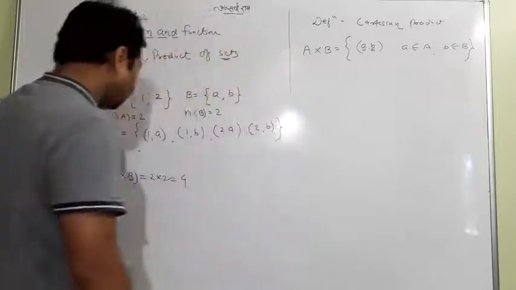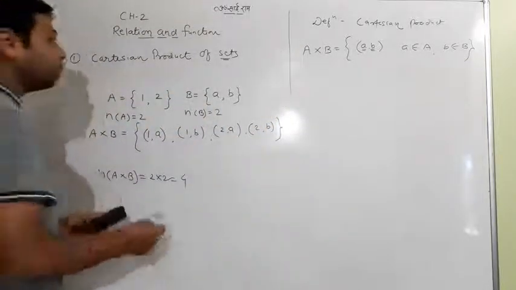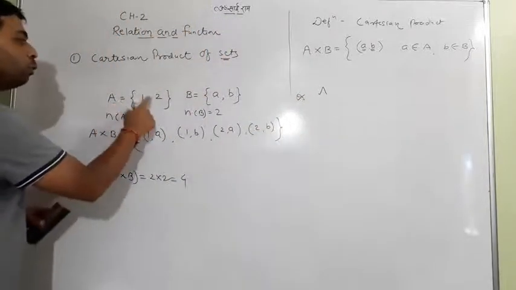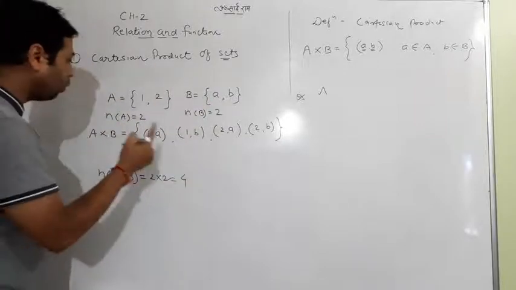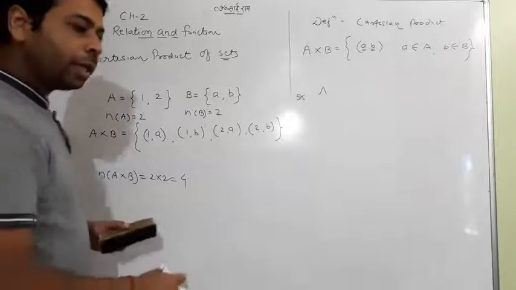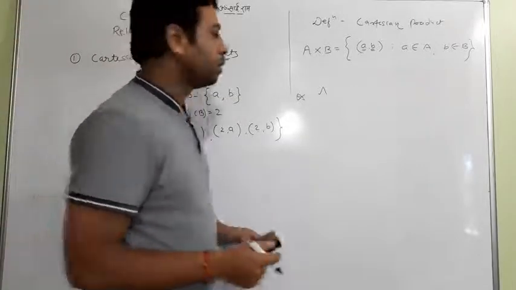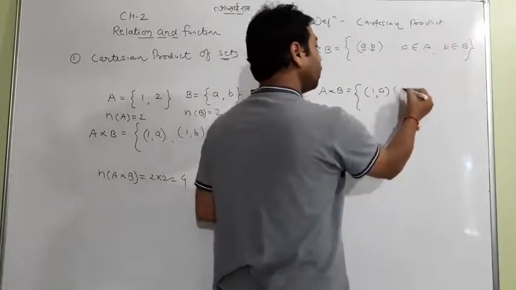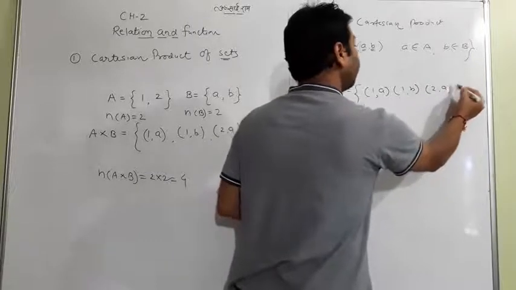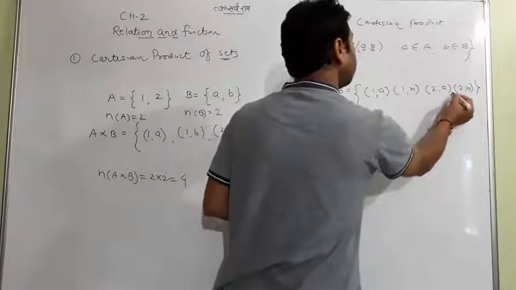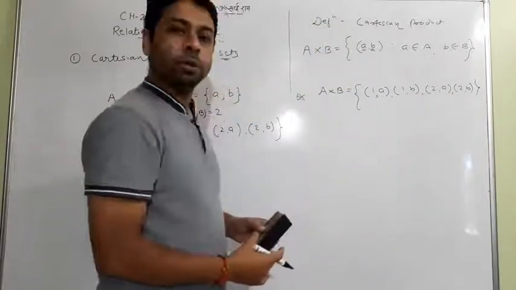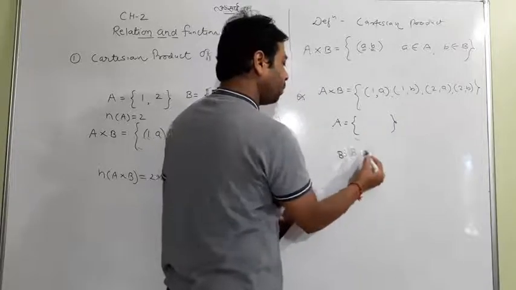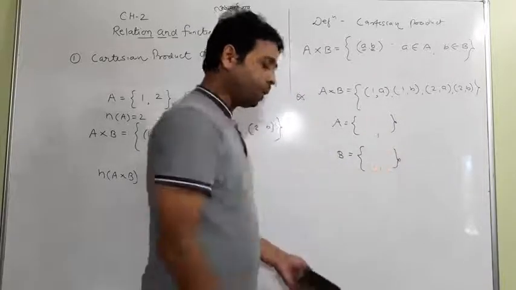Very simple. Now I just want to tell you a new thing. Suppose a reverse case. Here A equal to 1, 2 was given and B equal to a, b was given, and you found A cross B. Suppose a reverse question is given, where you are given 1a, 1b, 2a and 2b as A cross B, and you are told to find A and find B. So don't get confused. I will tell you one simple trick to find A and B.